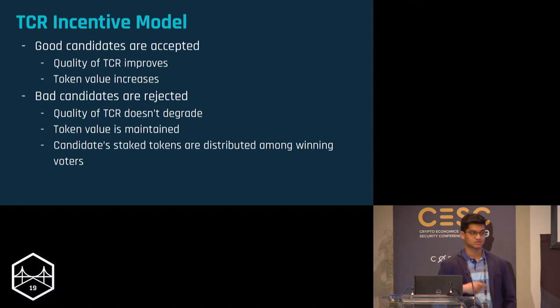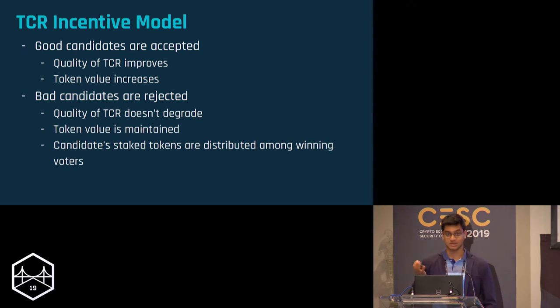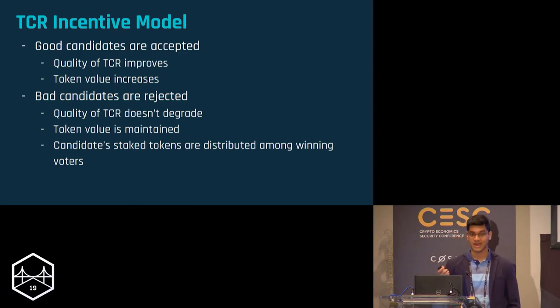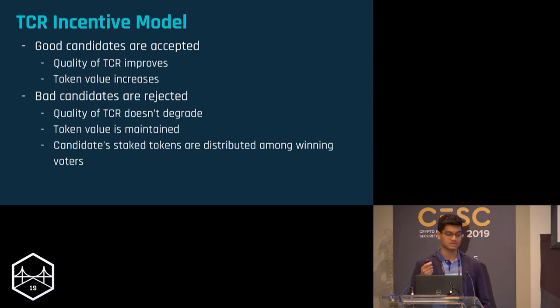One of the restaurants. So whoever wants to be in the registry itself, right? So the candidate is the applicant. So bad candidates are rejected because if they were accepted, well, token value goes down because quality of the TCR goes down. And as a secondary incentive, the candidate's stake tokens are going to be slashed and distributed among the winning voters.